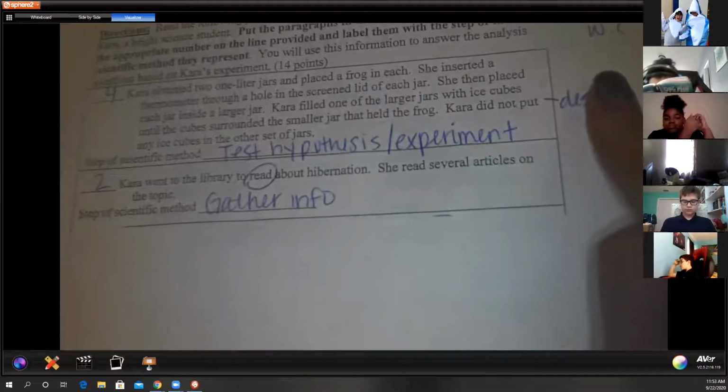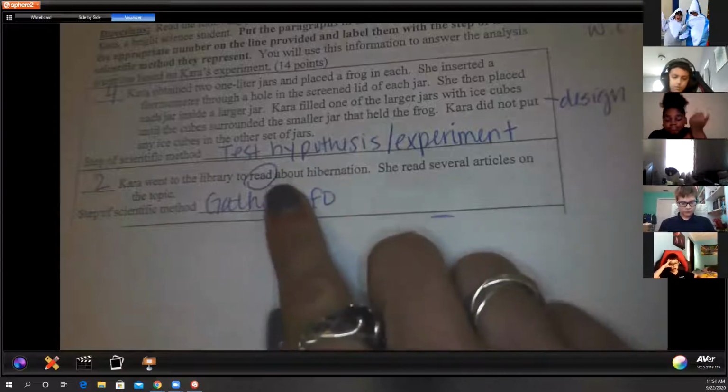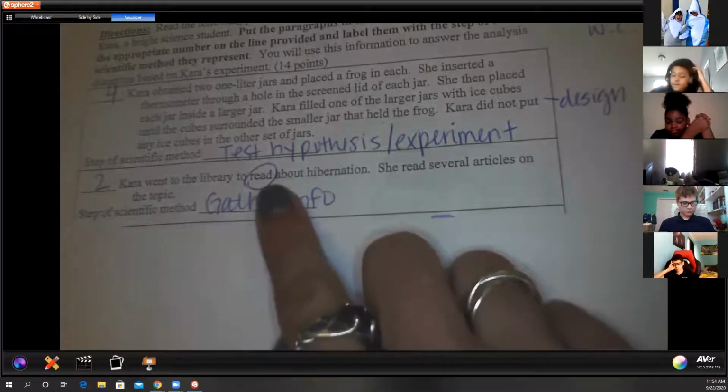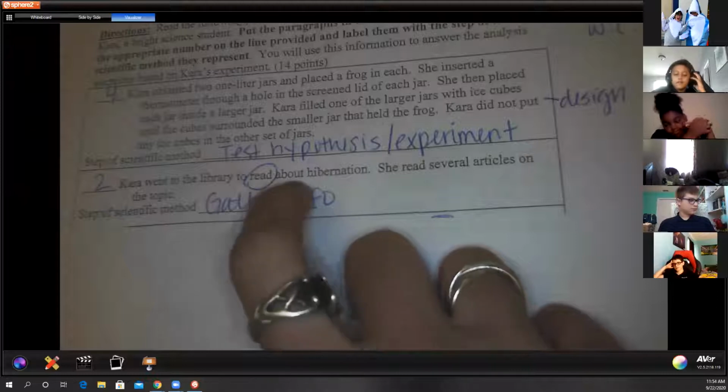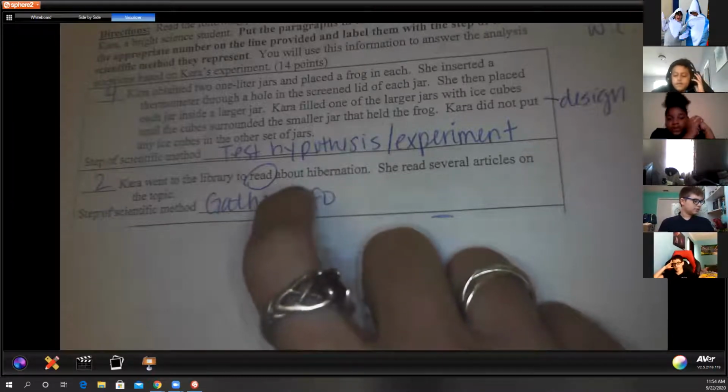Our second one, when she reads about hibernation, this is her gathering information and researching so that she can make an educated guess, right? Hypothesis.